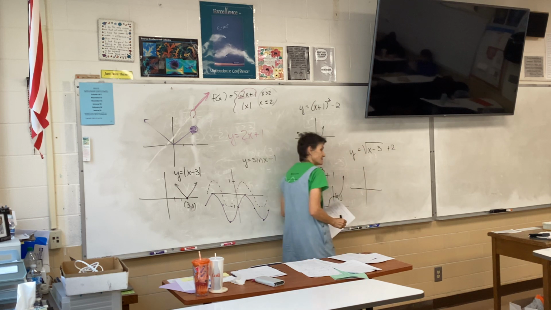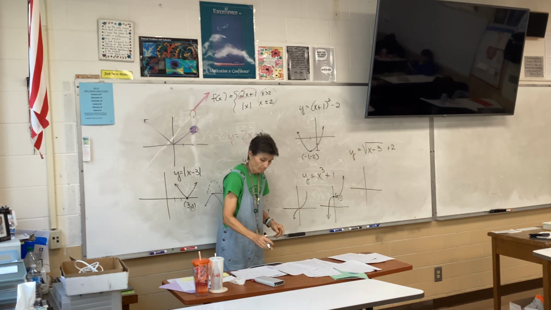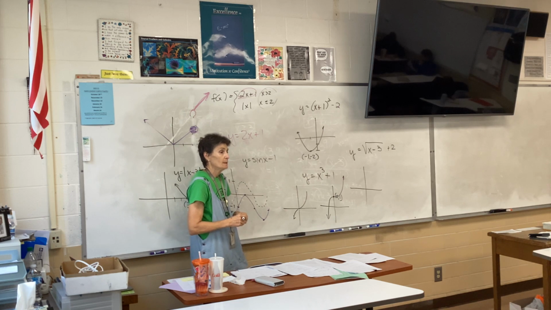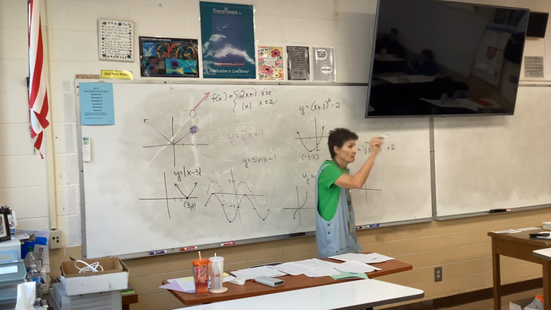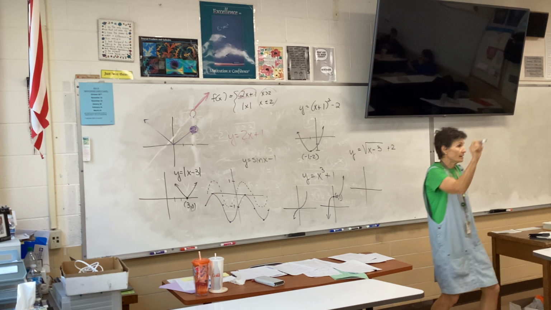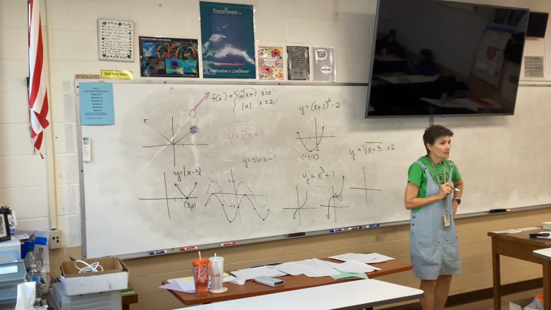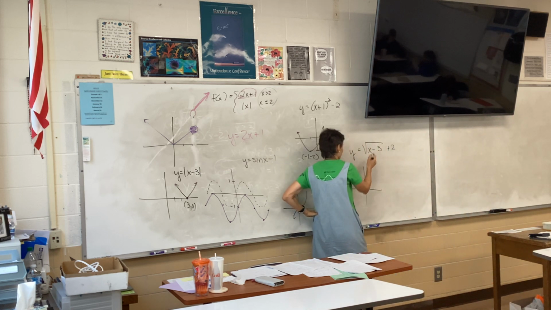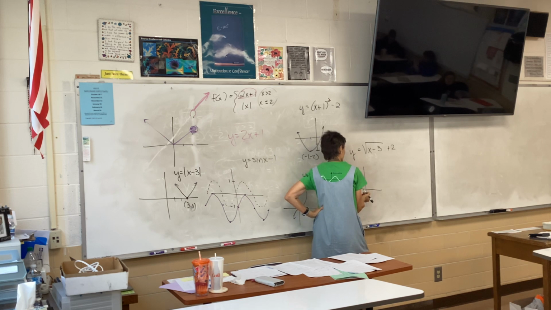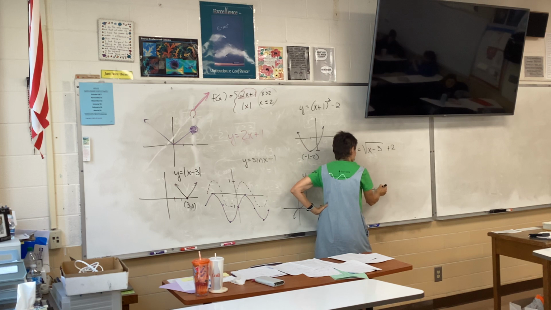All right, one more, what shape is this? Square root. This is a square root. And what shape is a square root? Dot at the origin and up and out, right? Well, that dot's not at the origin anymore, where is it? Right 3, and up 2.